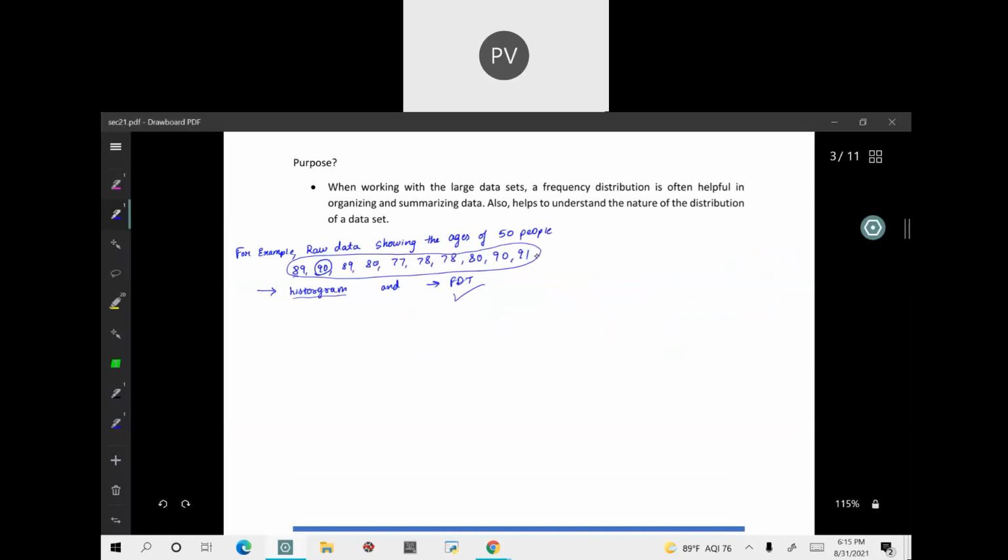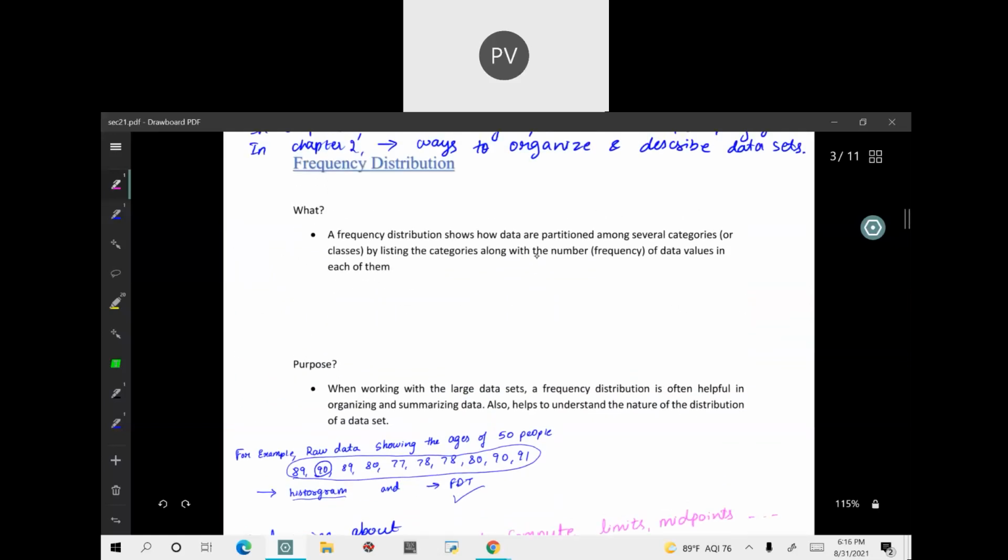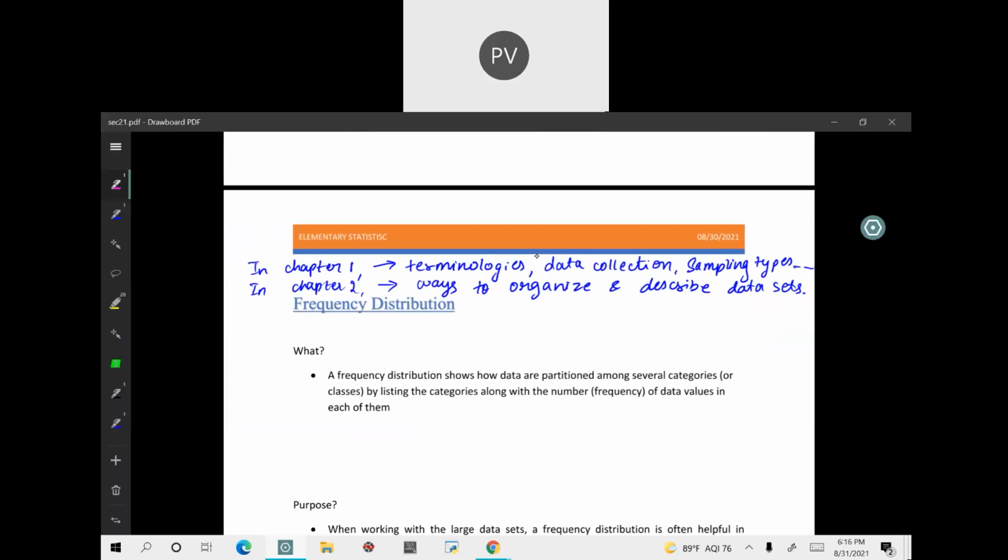So in this chapter you will mainly be learning about how to construct. You must learn about constructing the frequency distribution table, and you must be able to find out or compute limits, midpoints, and so on. Okay, so you must be able to do this at the end of this section, I can say. Okay, so now frequency distribution.